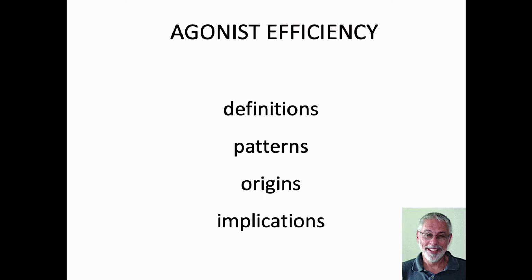So these are the 4 sections of the body of the pamphlet. I've designed these to be listened to independently. So feel free to stop and start as you go through this pamphlet because it's quite long. So let's start with some definitions of agonist efficiency.